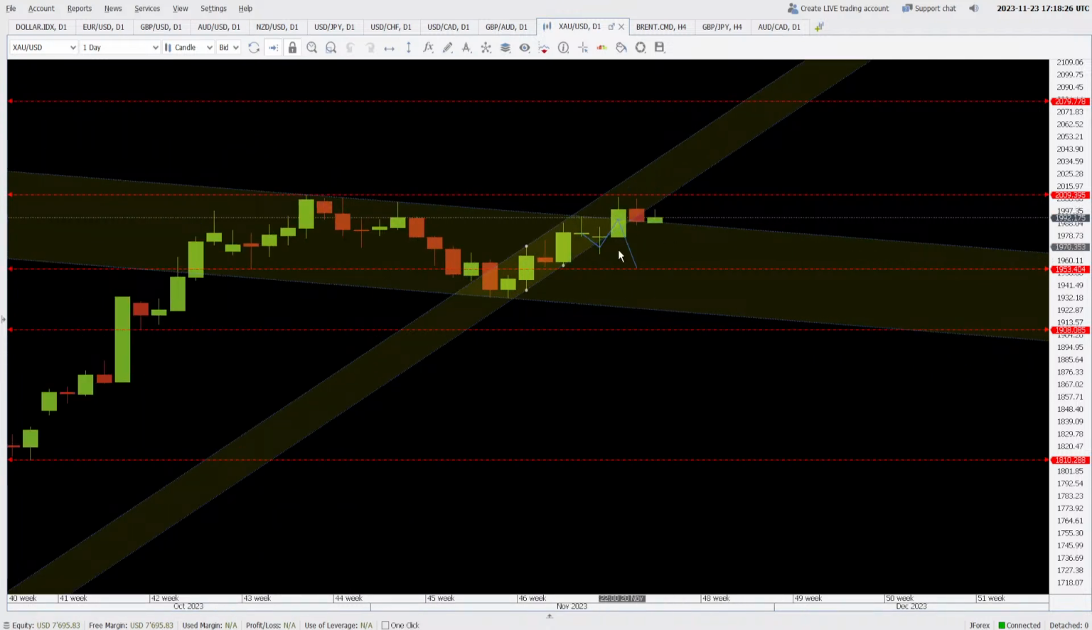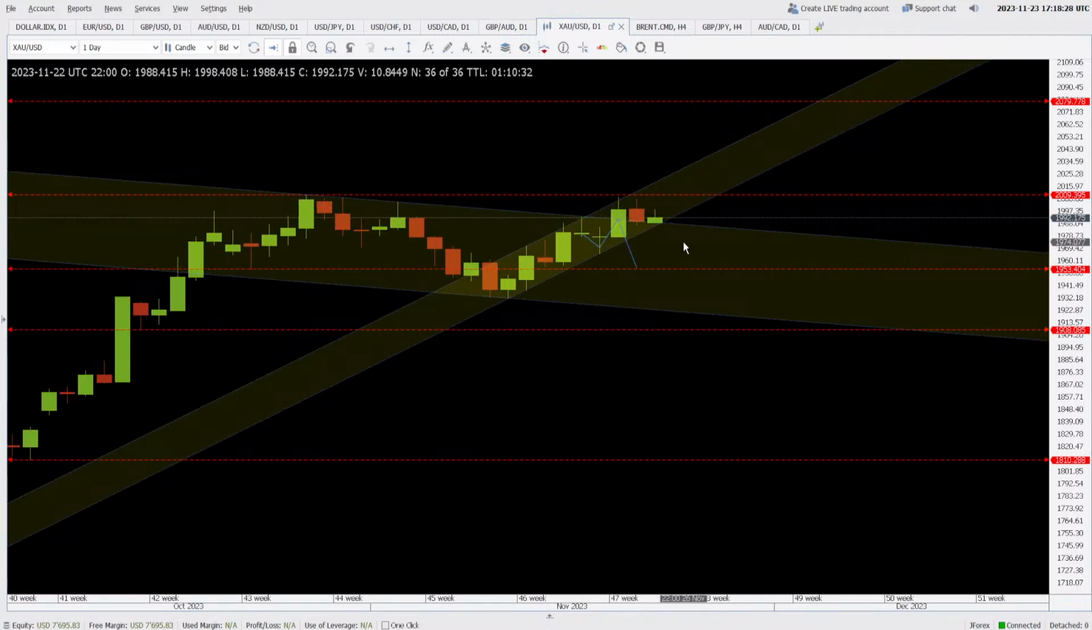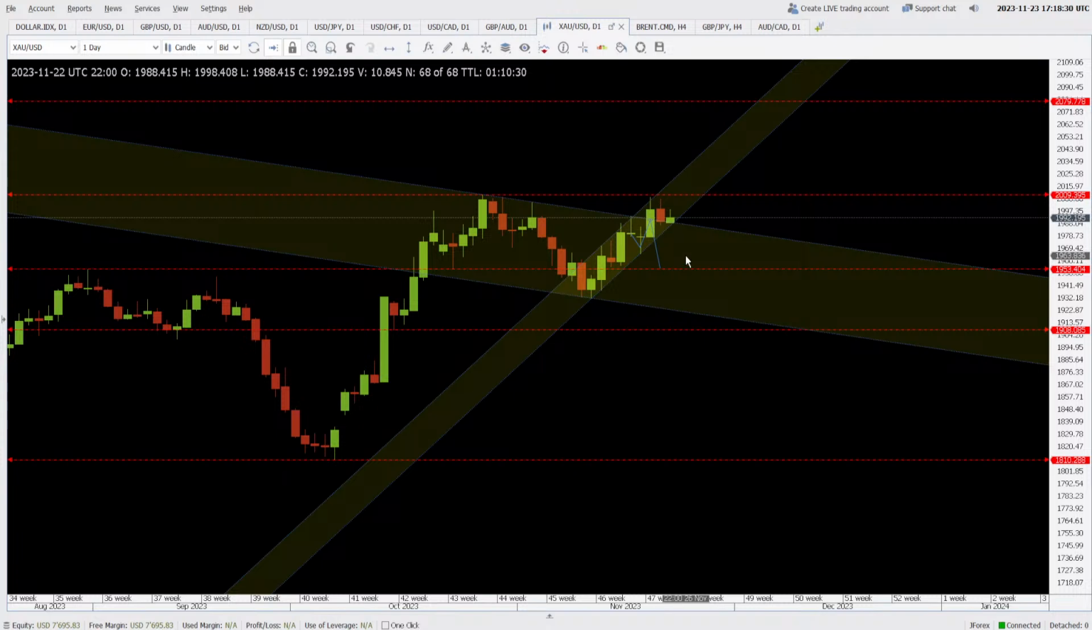So what you're gonna do is you are gonna manage this thing. Any closing below this will open the way for the south run. First will be this low, which is around 1931. The second will be 1908. These are the potential targets on this market.